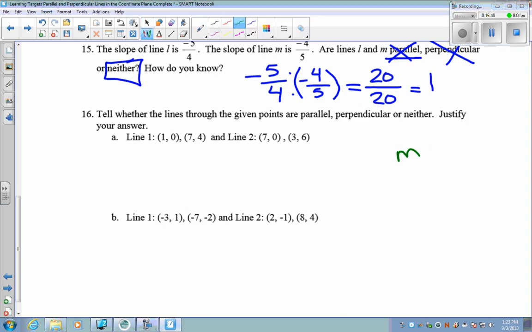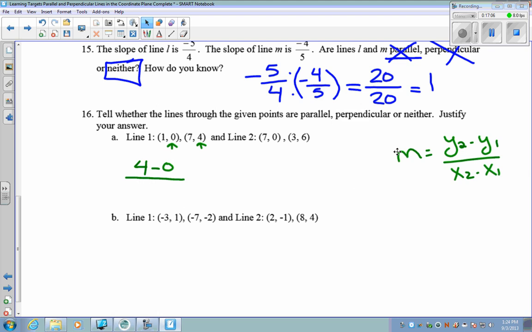Here's a formula that you have used in the past in Algebra 1 to find the slope of a line. We're going to have to do that first, and then take a look at the slopes. So let's look at line 1. The slope of line 1 is going to be 4 minus 0, y2 minus y1, over 7 minus 1, x2 minus x1. So I get 4 over 6, which of course reduces to 2/3. That is the slope of line 1, 2/3.